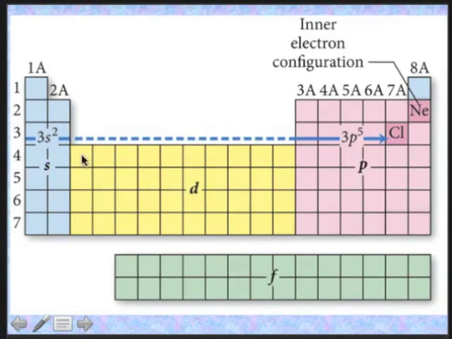So the d orbitals are in a row where their n quantum number is 1 less than the principal number for that row. So this is row 4, but this is 3D. This is row 5, but this is 4D. And you just have to remember that. So the transition metals represent the d orbitals filling in. And finally, we have the lanthanide and actinide series, and those represent the f orbitals.